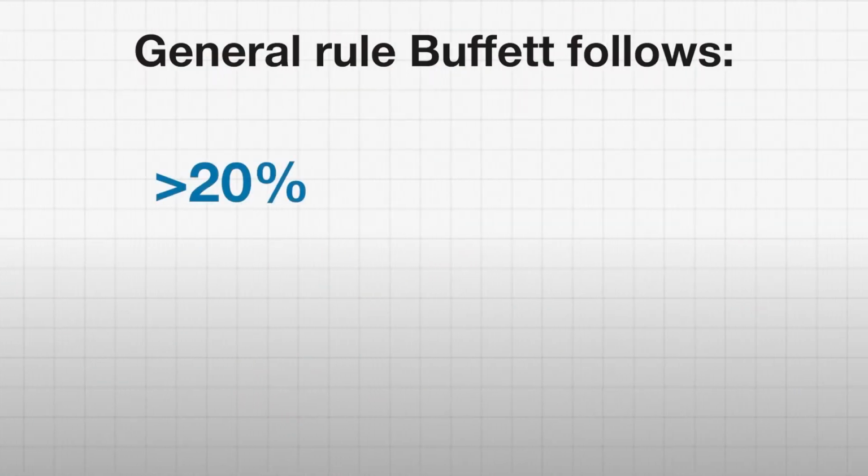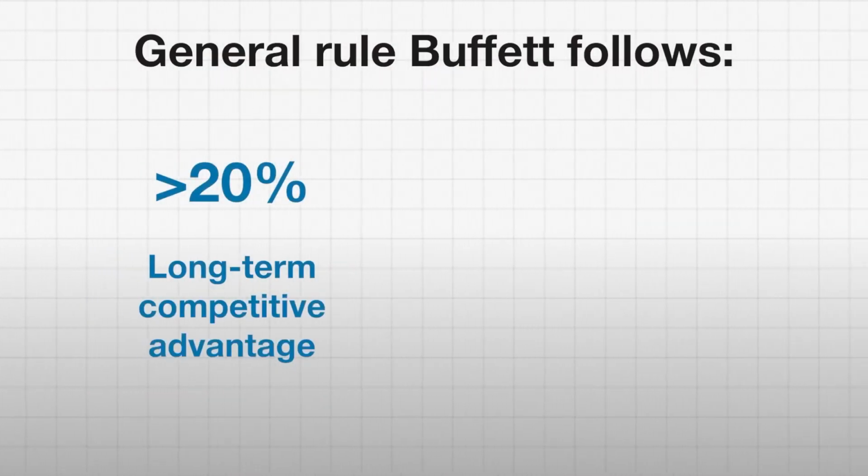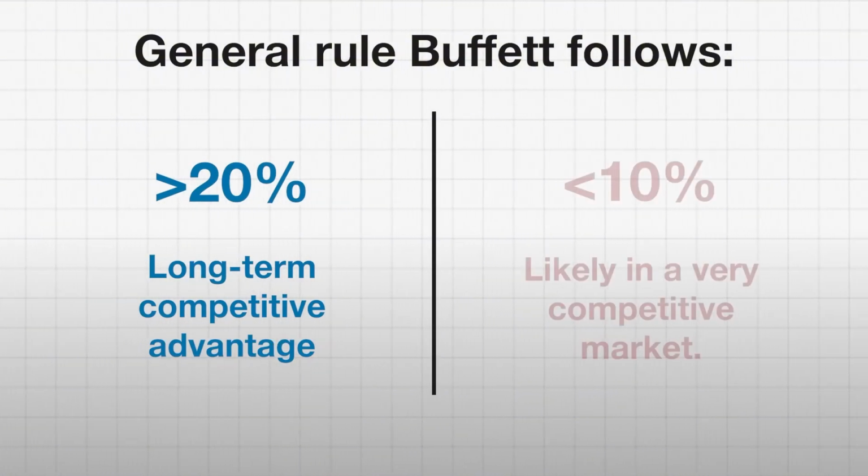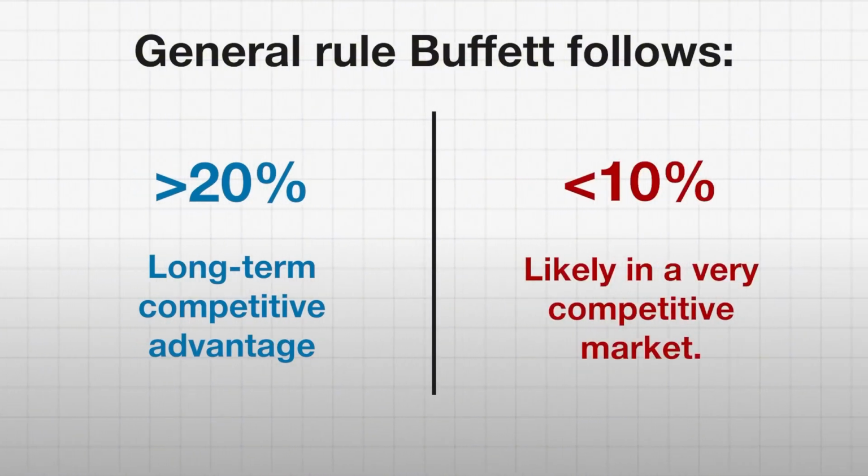If a company consistently shows net income over 20% of its total revenue, it likely has a long-term competitive advantage. If it's below 10%, the company is likely in a very competitive market.